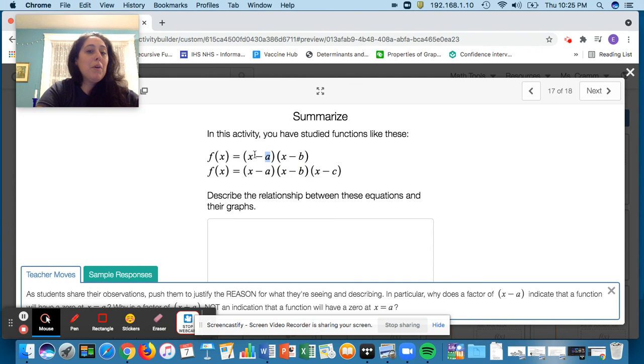So remember, if this was my factor, then x would have to be positive a, because a minus a would give me 0. Okay, so don't get thrown off by the fact that there are letters here instead of numbers. It's the same exact concept. What would you have to turn x into to make that factor equal 0?